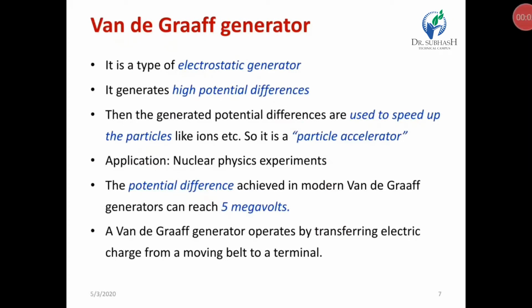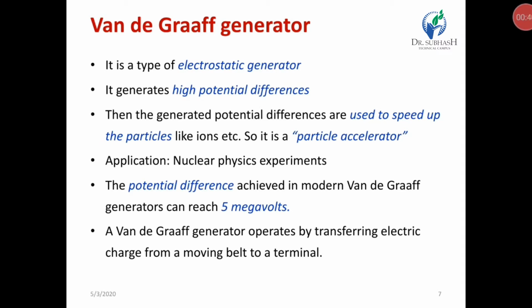Now the Van de Graaff generator is a type of electrostatic generator. It generates high potential differences. The generated potential differences are used to speed up particles like ions, etc. So it is a particle accelerator. Its application is in nuclear physics experiments. The potential difference achieved in modern Van de Graaff generators can reach 5 megavolts. So it is a very large voltage.